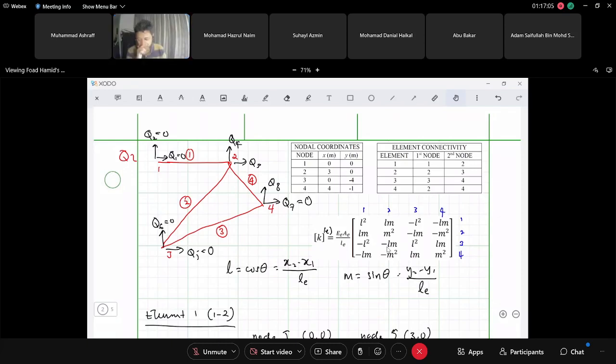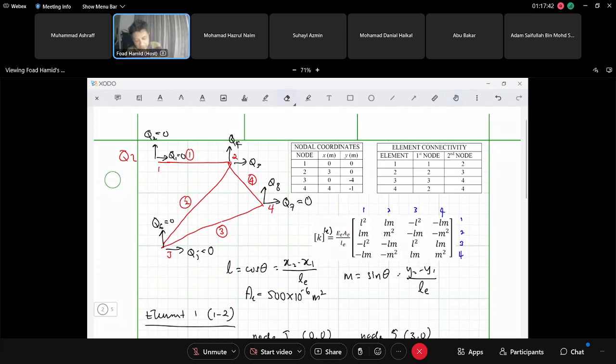Okay. Before that, let me just put what is AE. AE, according to the question, is 500 millimeter square, or 500 times 10 to the minus 6 meter square. The best practice, normally in my case when I do finite element analysis, is to always set every unit to the basic unit. For example, instead of millimeters, I use meter. Instead of kilonewton, I use Newton. So it's easier to keep track.